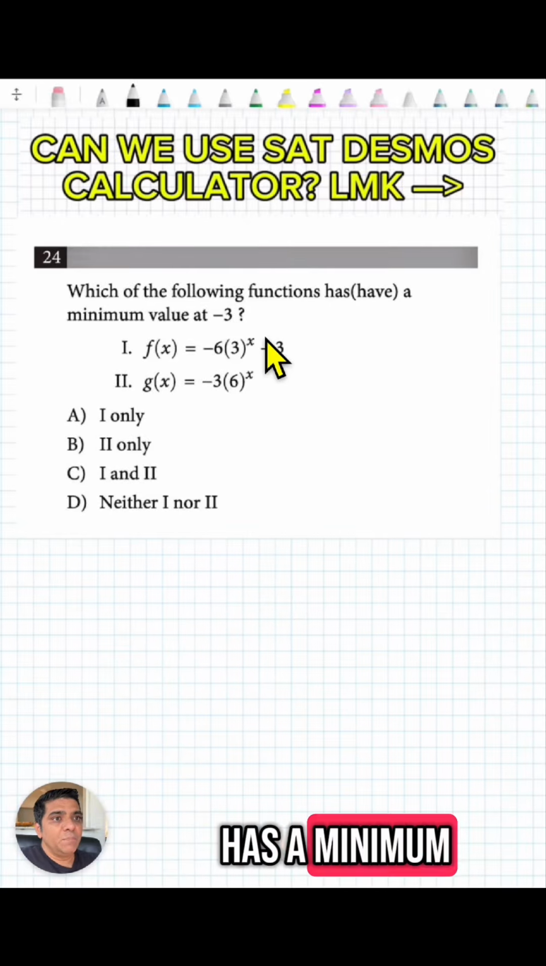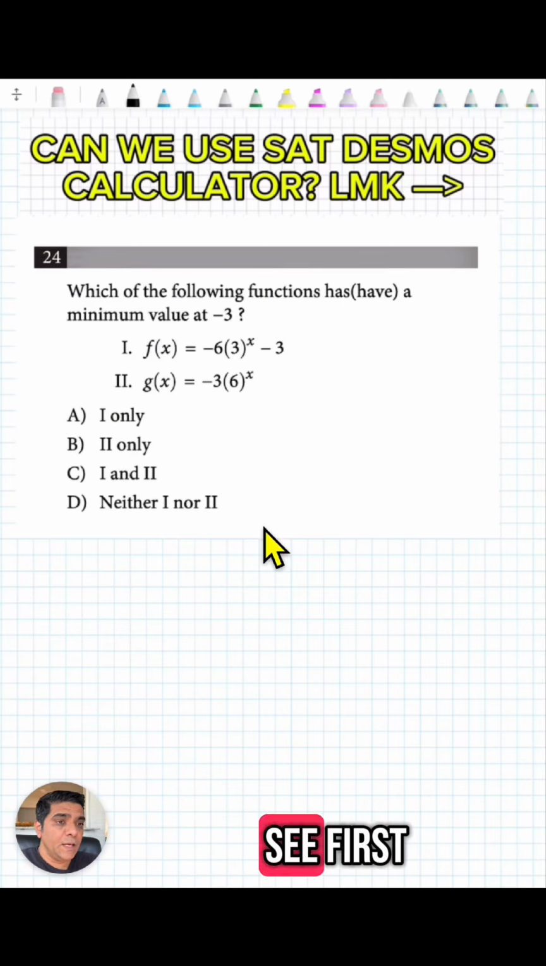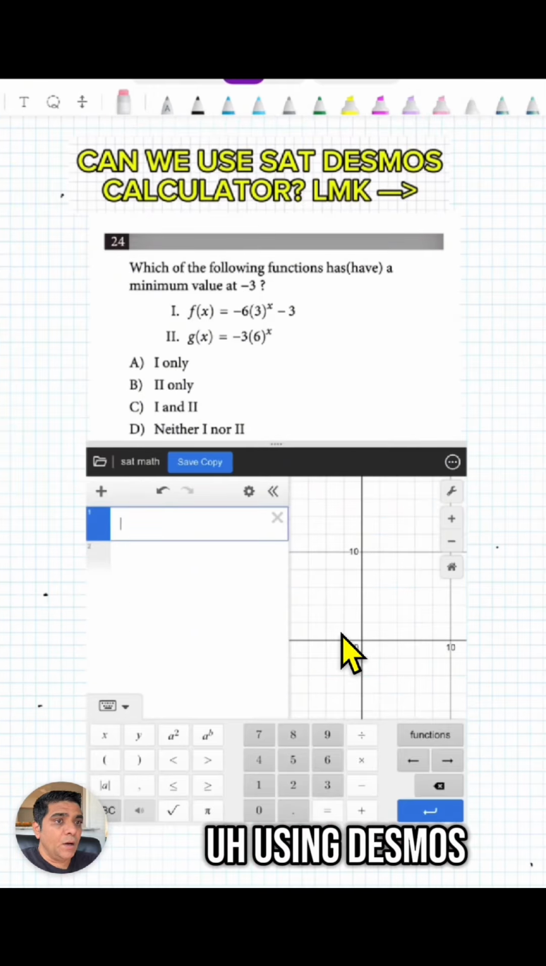Which of the following functions has a minimum value at -3? So that is the question. As you see, these two functions have been given. Let's go ahead and see first using Desmos.